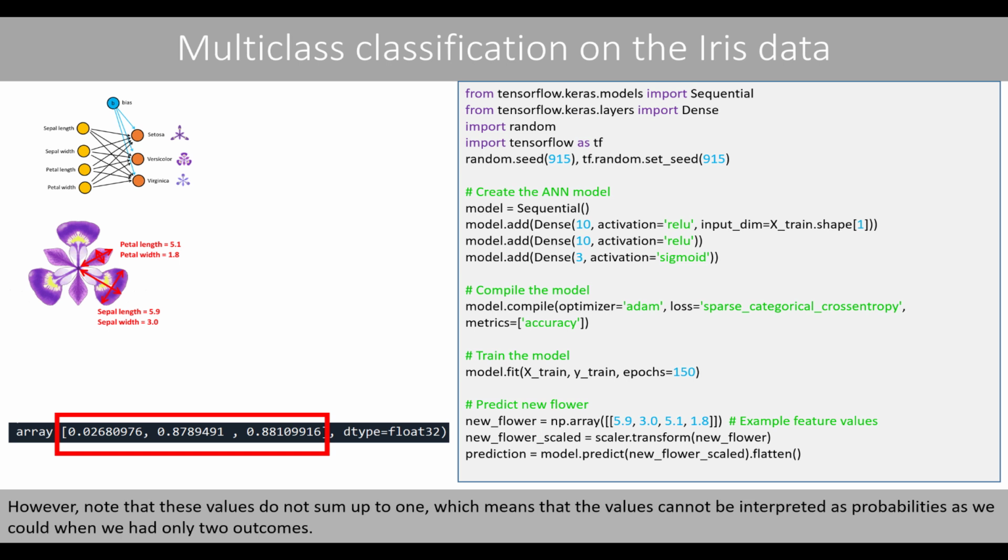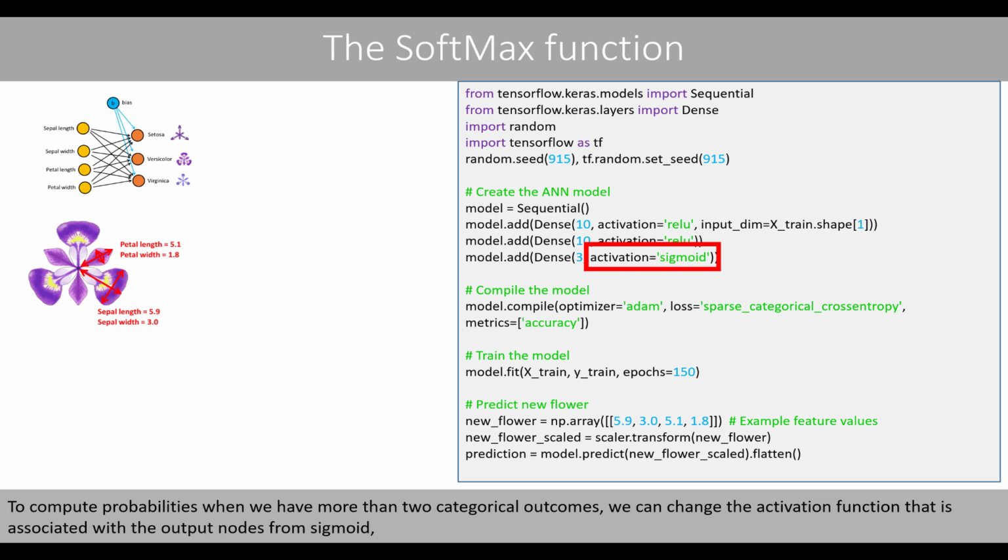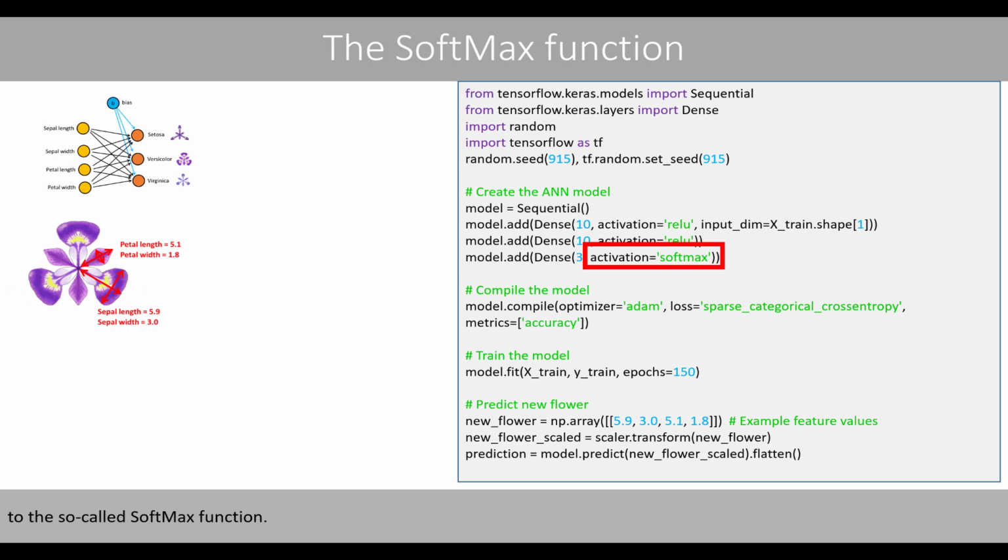However, note that these values do not sum up to 1, which means that the values cannot be interpreted as probabilities, as we could when we had only 2 outcomes. To compute probabilities when we have more than 2 categorical outcomes, we can change the activation function that is associated with the output nodes from sigmoid to the so-called SoftMax function.